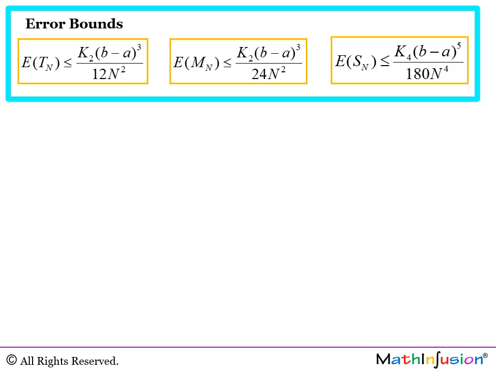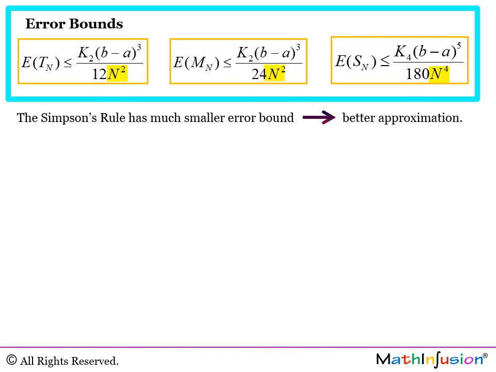Here are all the error bounds for the trapezoidal, for the midpoint, and for the Simpson. The Simpson rule has a much smaller error bound, which means it is going to be a better approximation.